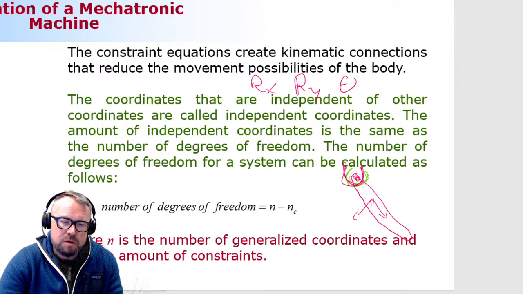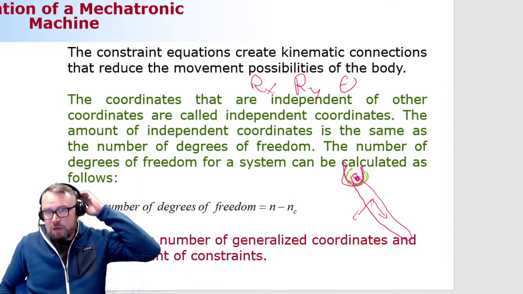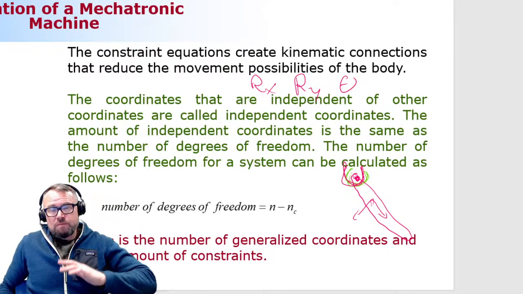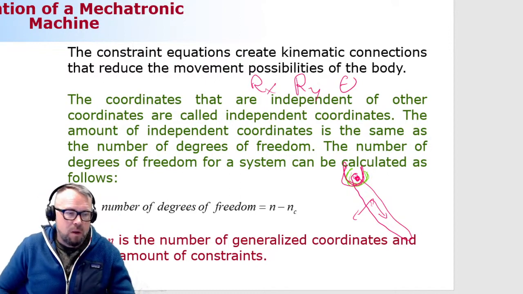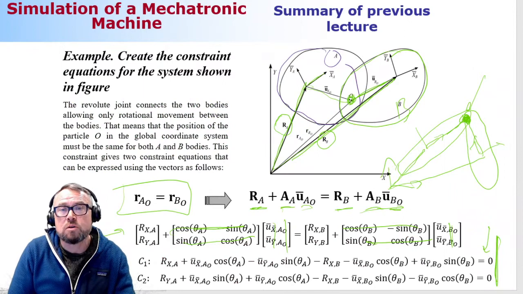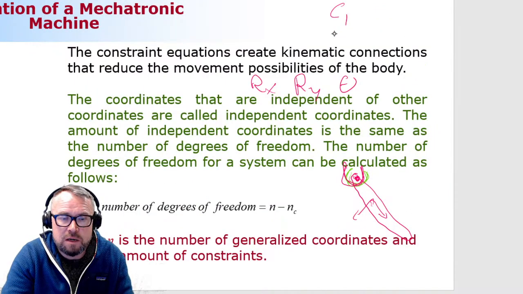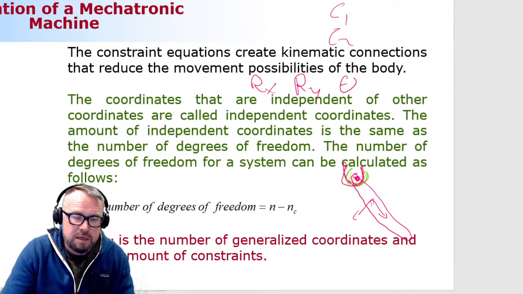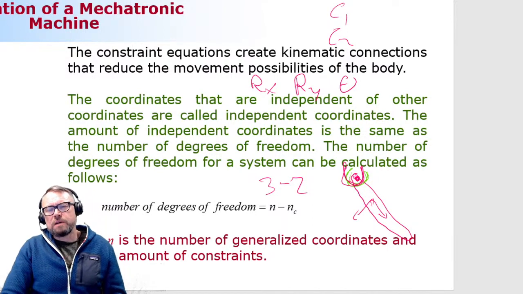Then you have a revolute joint here in the pendulum that connects this beam-like body to ground. To describe that revolute joint, how many constraint equations do you need? Well, we just learned here that to describe the revolute joint, you need 2 constraint equations. So it's going to be C1, C2. Number of degrees of freedom will be 3 minus 2, meaning that there's a 1 degree of freedom system.